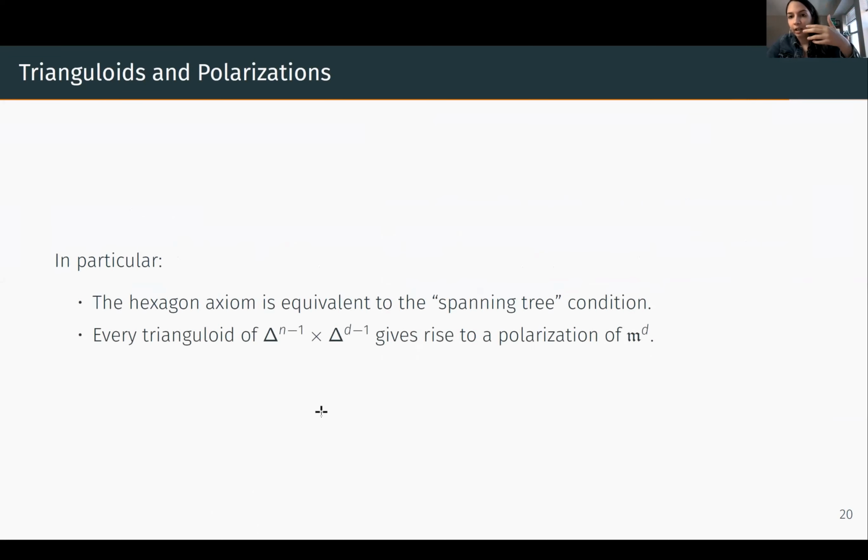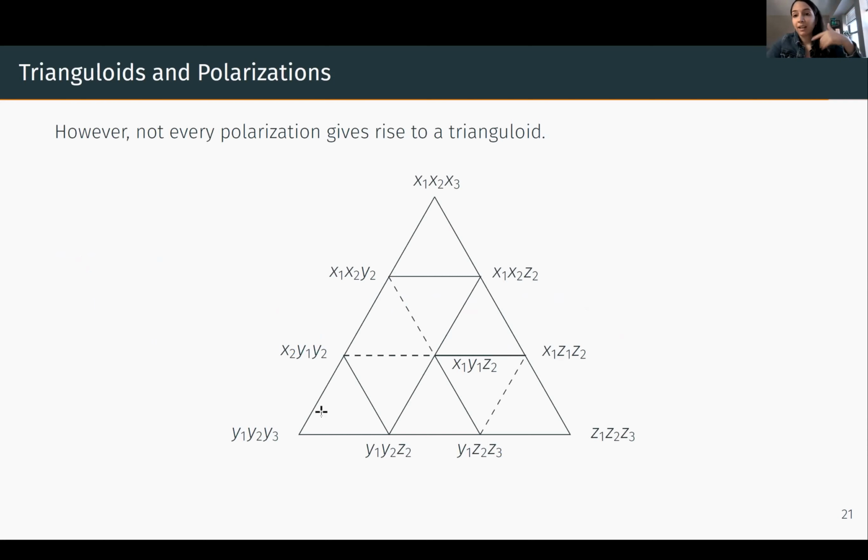And instead of checking this kind of tedious hexagon axiom that's in that paper, you can actually just draw in linear syzygy edges and check the spanning tree condition, which is pretty cool. And then the last thing I wanted to say is that the other way is not true. Like I said, you don't need axiom 2. So for example, here's a polarization that's not a trianguloid. These dashed edges are deleted, and you see that I have a not mixed cell, if you are familiar. So this gives a hint as to why this polarization can't be labeled in a way that gives you a trianguloid.